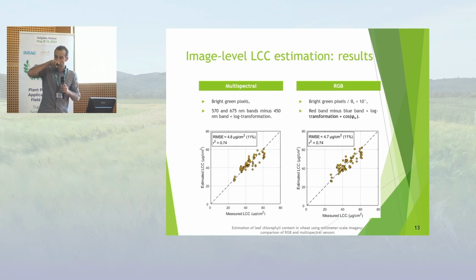So I just plotted the estimated versus actual value. You can see that they are pretty much the same. And in both cases, the best set of variables were very similar. In the multispectral case, you use the green and red bands minus the blue bands plus a log transformation, whereas in the RGB case, you use the red band minus the blue bands plus a log transformation, and we use also the azimuth angle here.